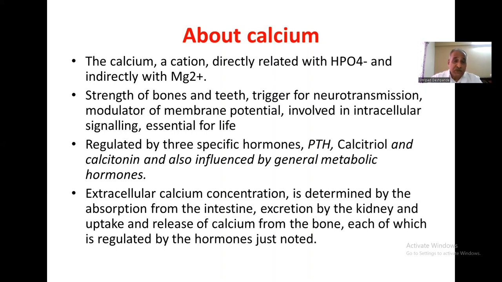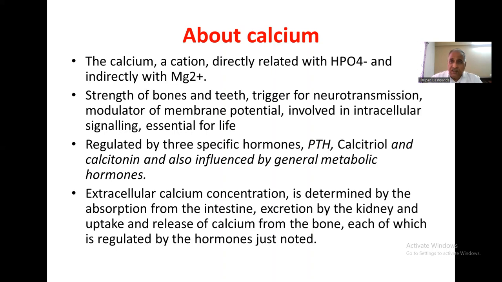It is regulated by three specific, dedicated hormones to regulate calcium metabolism: the parathyroid hormone, calcitriol, that is vitamin D and its metabolite 1,2,5 cholecalciferol, and thirdly, calcitonin. In addition, calcium metabolism is influenced by all the major general metabolic hormones: cortisol, glucocorticoids, growth hormone, thyroxine, insulin, and other hormones which regulate metabolism.